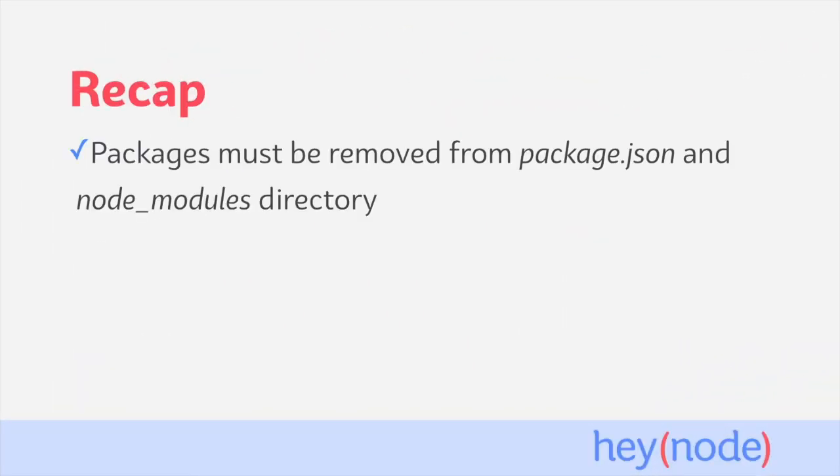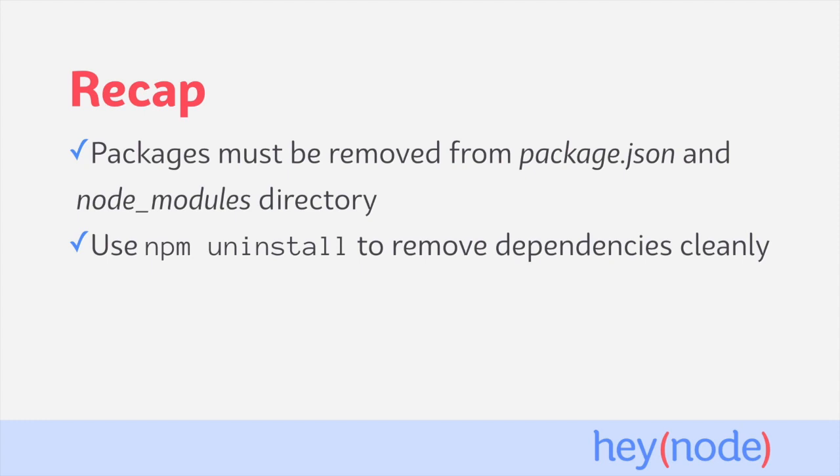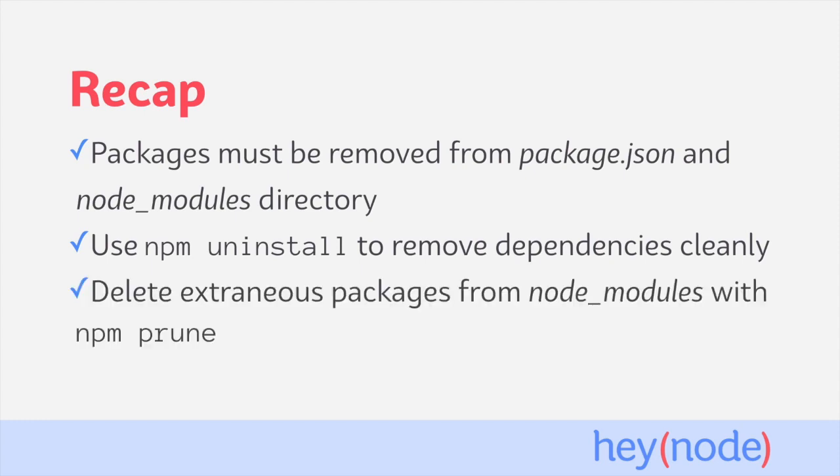To recap, packages must be removed from package.json and your node_modules directory in order to be completely removed from your project. Using npm uninstall will remove our dependencies cleanly and accomplish both of those steps for us. If for some reason your node_modules folder gets out of sync from your package.json, you can remove any extraneous packages from the node_modules folder with the npm prune command.